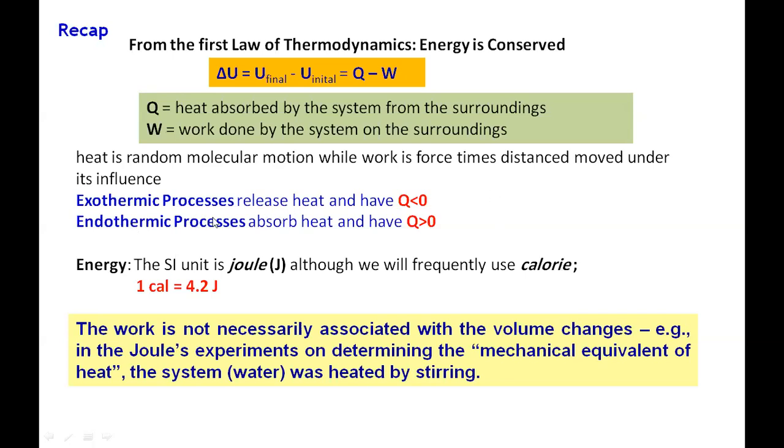So we have exothermic process. هذا يعني release heat and have a Q أقل من زيرو. إذا it's negative. أما endothermic process absorbs heat and has a Q that is positive, greater than zero. So the energy, the SI unit is joule, although we will frequently use calories. إذا 1 calorie بيساوي 4.2 جول or 1 كيلو calorie equals 4.2 kilojoule.